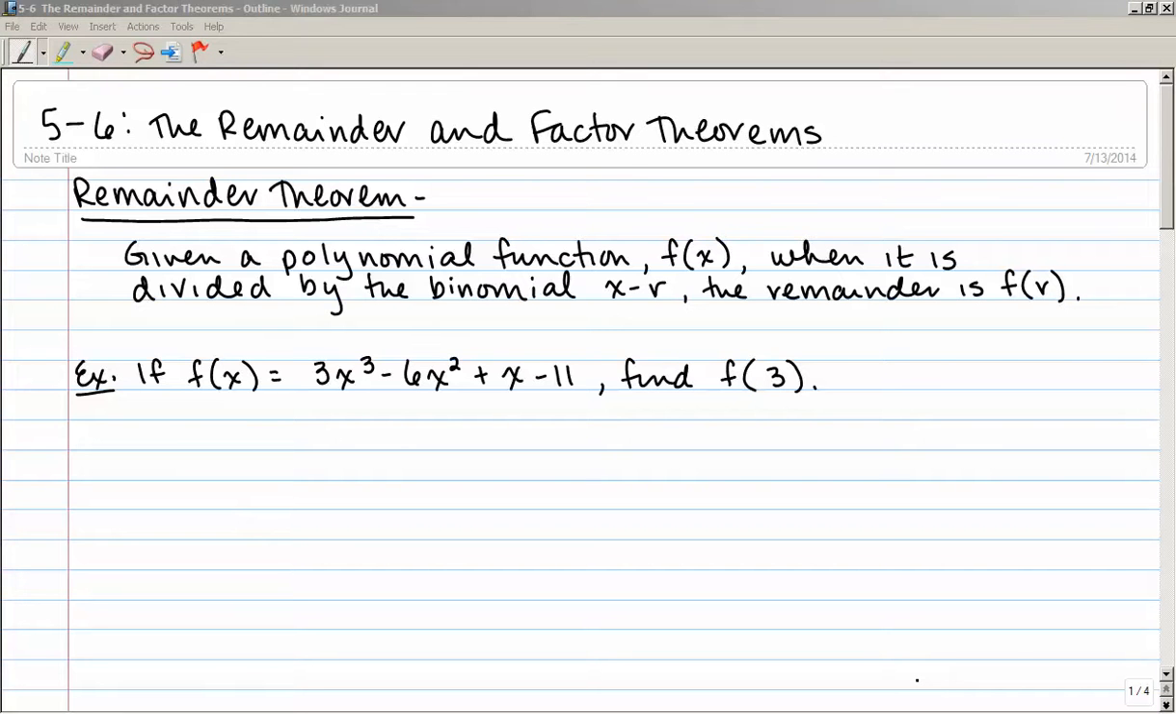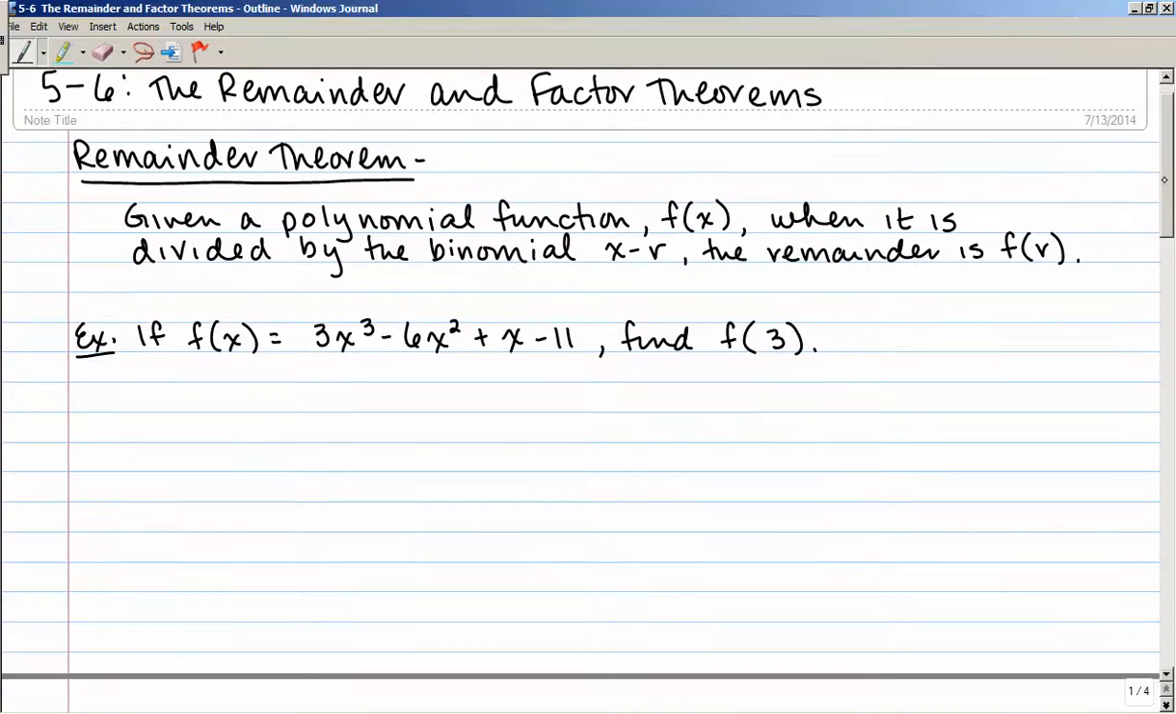Section 5.6 is on the remainder and factor theorems. The remainder theorem says that given a polynomial function, f of x, when it is divided by the binomial x minus r, the remainder is f of r. So let me show you how to do this. This is actually kind of a cool little trick, okay?